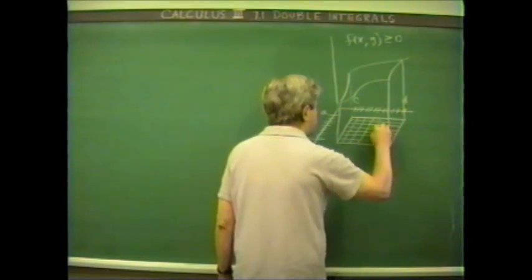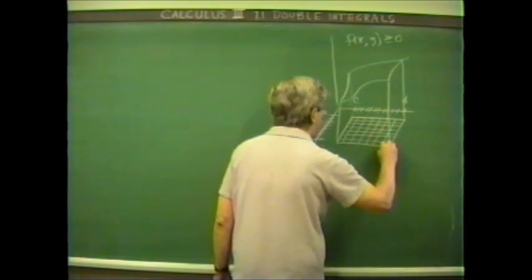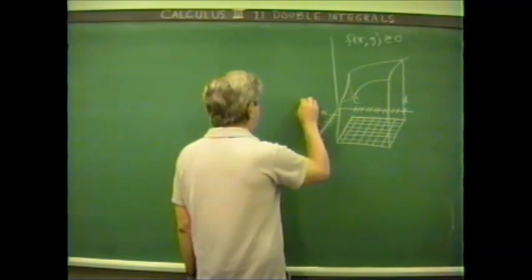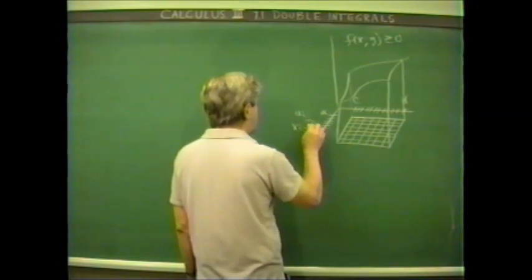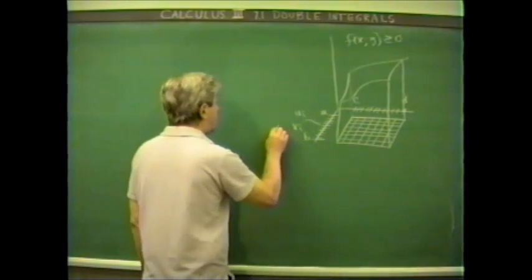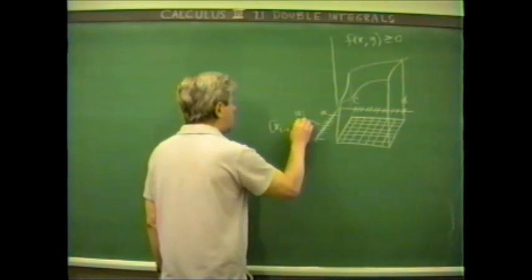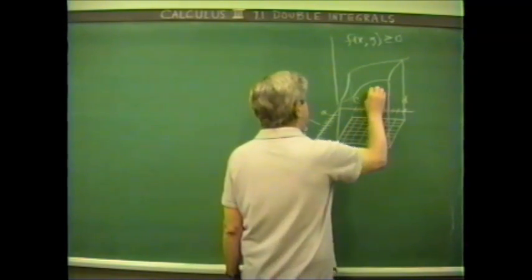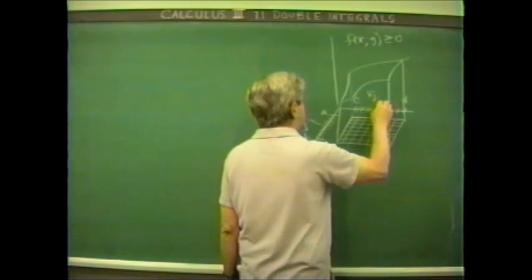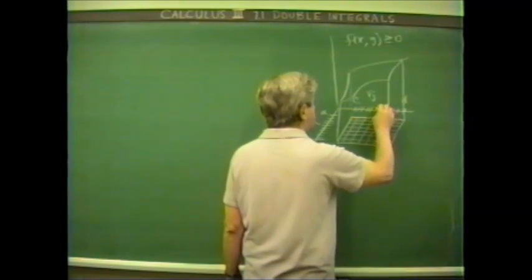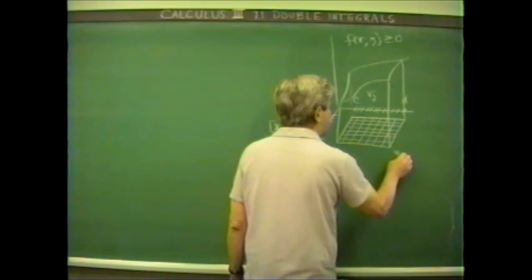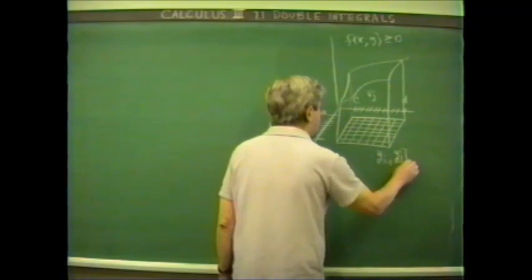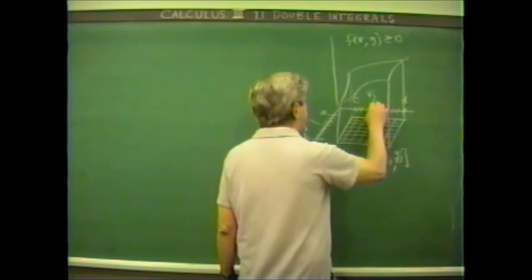In each one of these rectangles here, we're going to want to choose a point. One way to do that is to choose a point ui over here between x_{i-1} and x_i. So choose a point ui in there, and choose a point vj up here between y_{j-1} and y_j. Choose a point vj there.